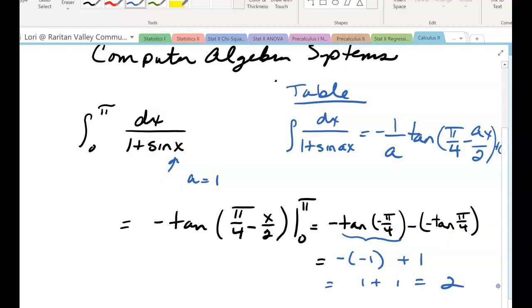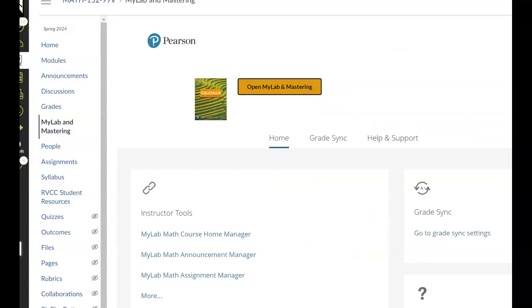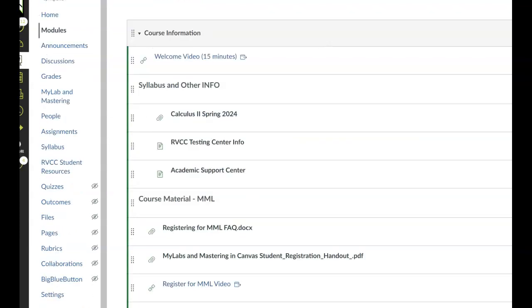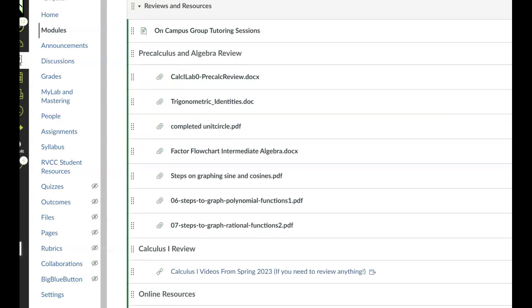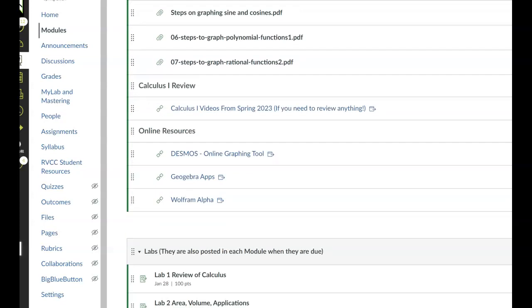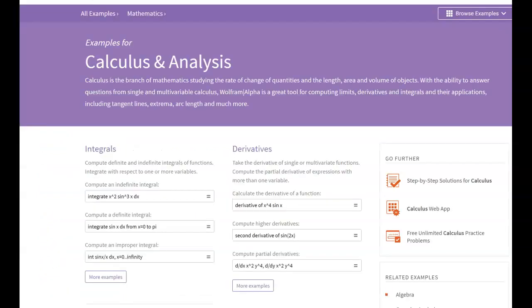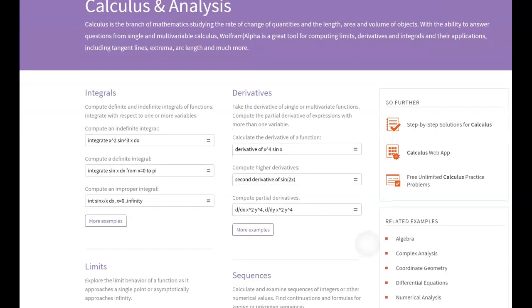That's it. One thing I want to say about those computer algebra systems is you just got to be careful. Like I said, you've been using them. If you haven't been using them, you can certainly use them to check your work. I just don't want you to get dependent on them, because when it comes time for a test, you're not going to have them. I've shown you the GeoGebra, and there's also Wolfram Alpha. Wolfram Alpha has calculators for absolutely everything.